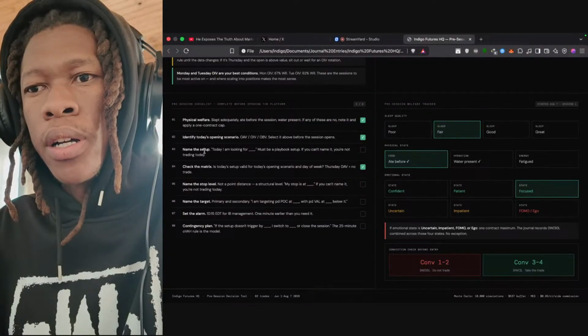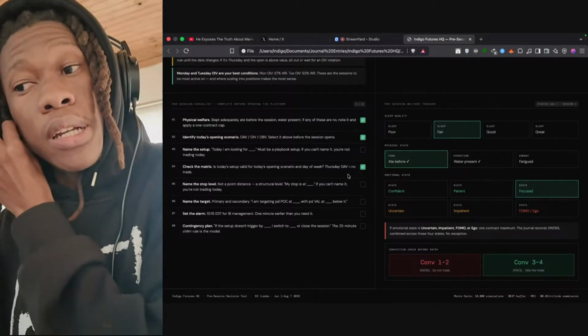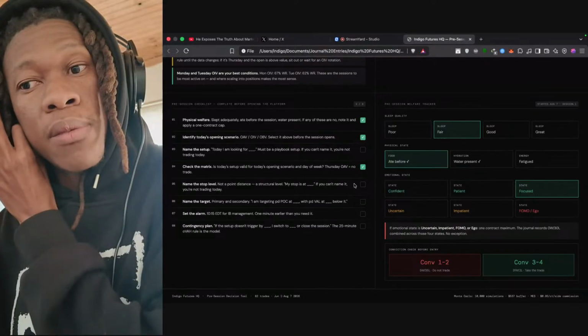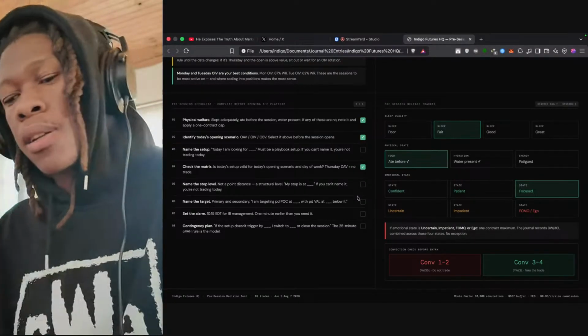Okay, name the setup today. It must be a playbook setup. If you can't name it, you're not trading today. Cool, so we'll do that in just a bit. Name the stop level, we'll do that also. Name the target, we'll do that later. Set the alarm.